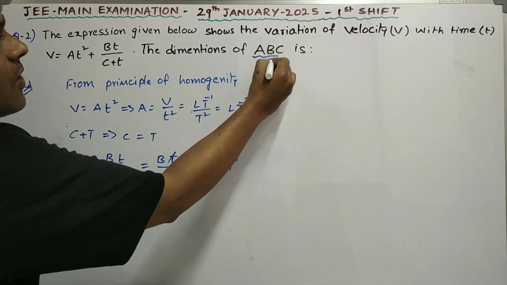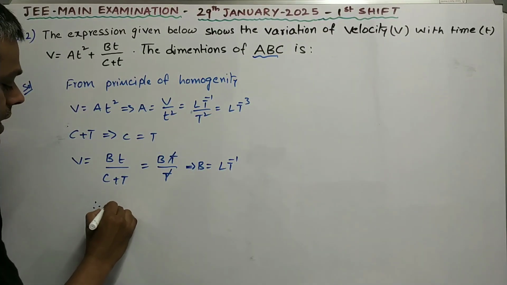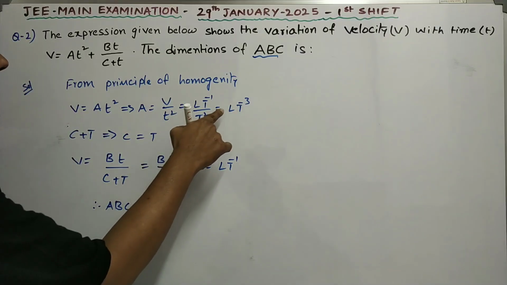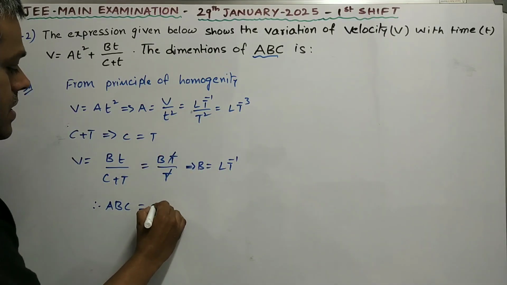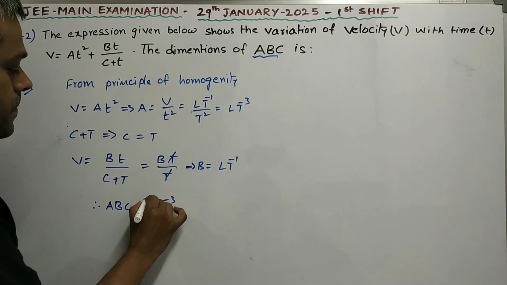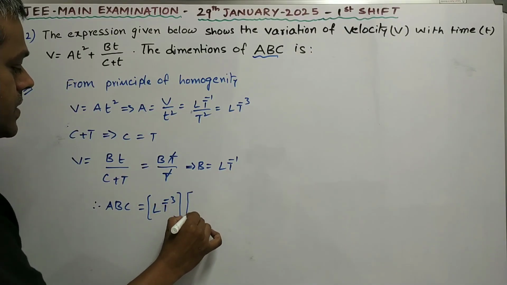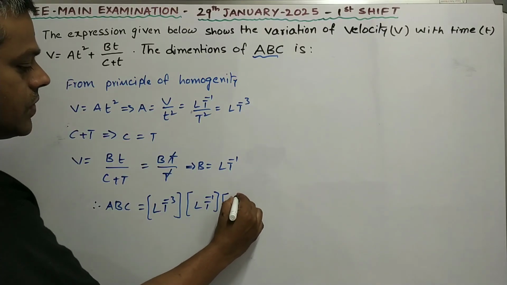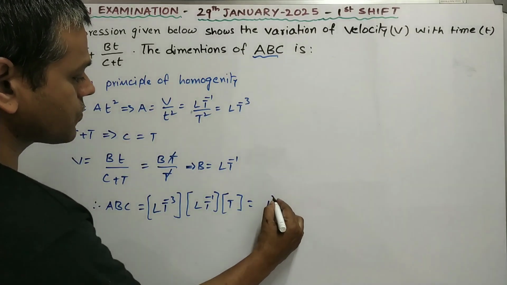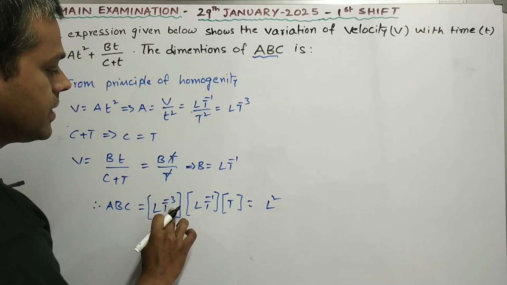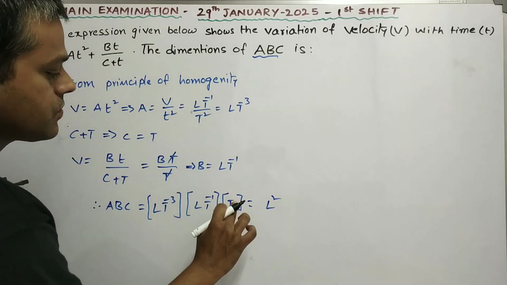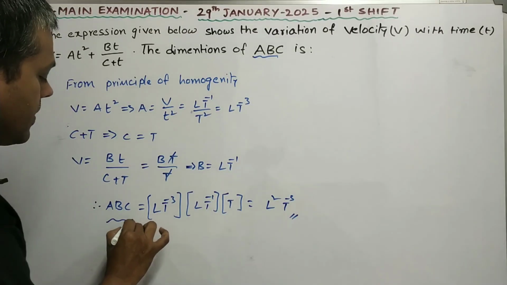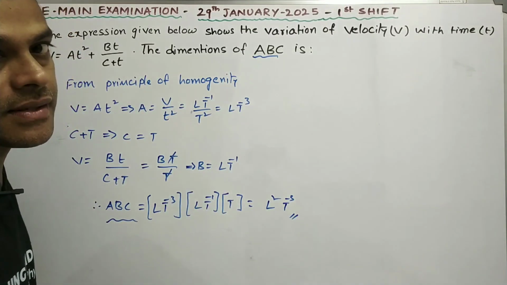So what is being asked? Find ABC. Therefore the dimensions of A, B, C: A is equal to L T power minus 3, B is equal to L T power minus 1, and C is equal to T. Then this is equal to L square, L into L, and T power minus 3 minus 1 plus 1, which is minus 3. So the dimensions of ABC is equal to L square T power minus 3. That's it.